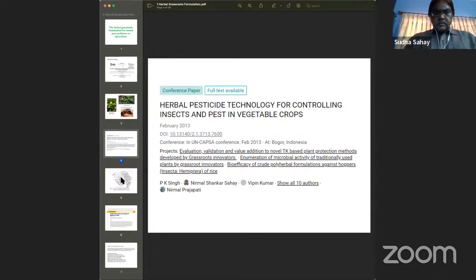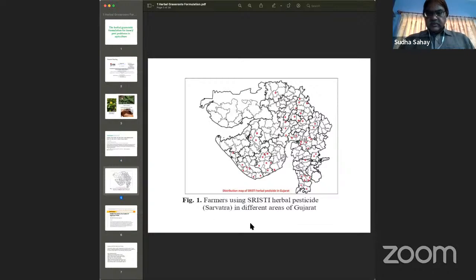This is another example from our lab, from the SRISTI lab, regarding the formulation of herbal pesticides for insect pests from some of the grassroots practices. This map shows the practices which we have documented from different parts of Gujarat.